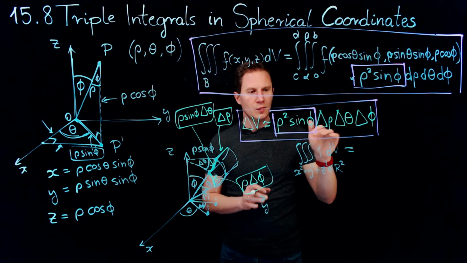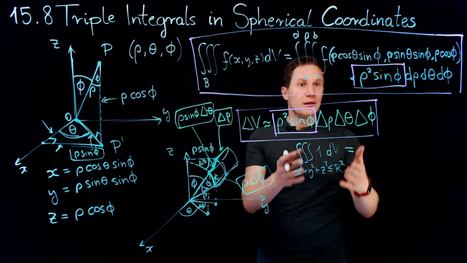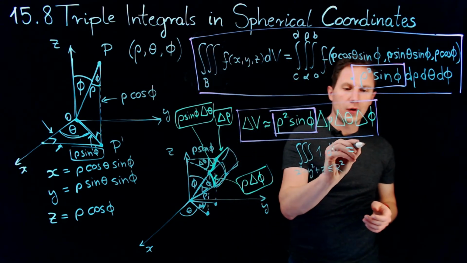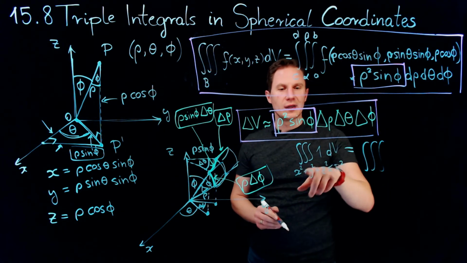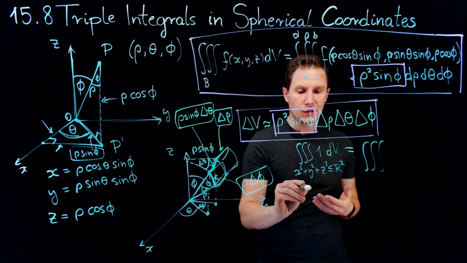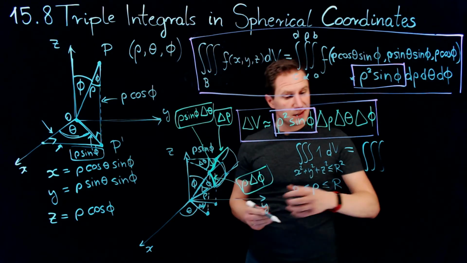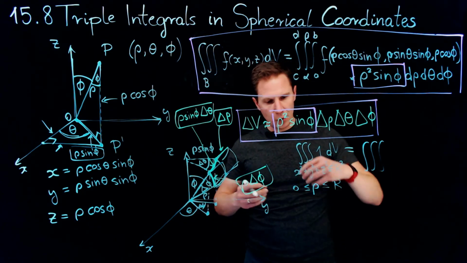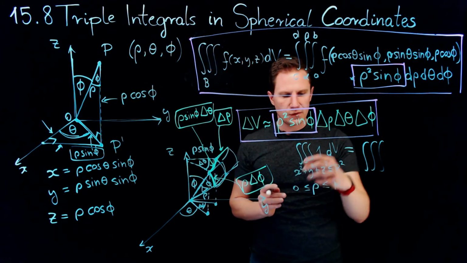Pause the video and input your answer below. Okay, I hope you paused it and basically just applied this formula, with, of course, remembering that here we have a ball of radius r, so that means that rho changes from 0 to r. That's the distance from the origin. As we go from the center of the ball to the surface of the ball, rho changes from 0 to r.